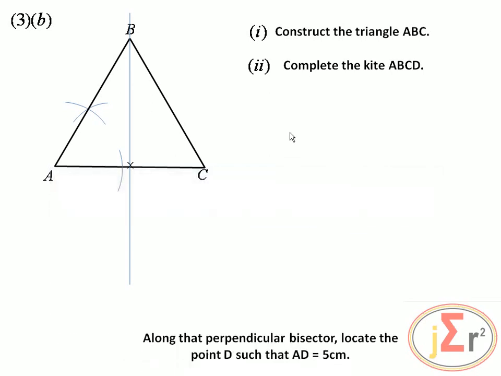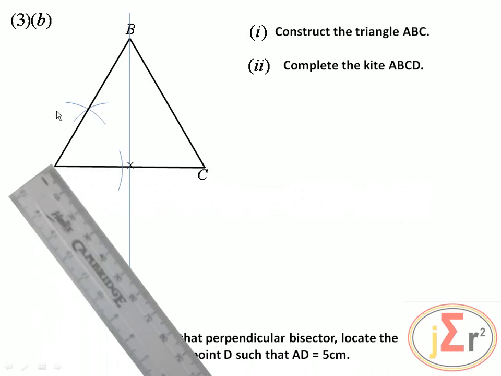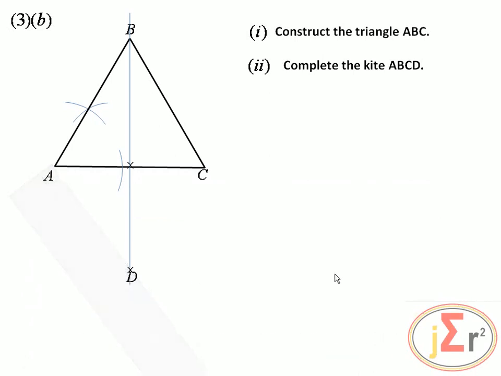Along the perpendicular bisector, locate the point D such that AD is 5 centimeters. Use our ruler, 5 centimeters located right here. All we need to do is just complete the kite and our work is done. That is how simple it can be. We did not take any shortcut at all. We just made use of certain hidden facts that we have in that figure.